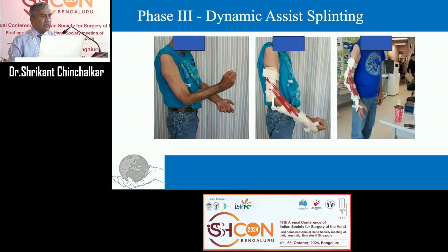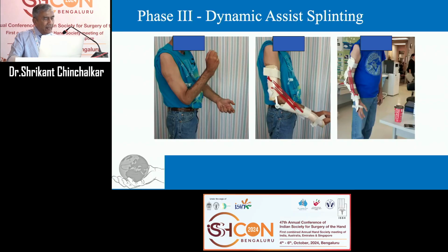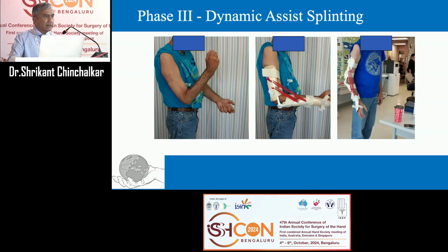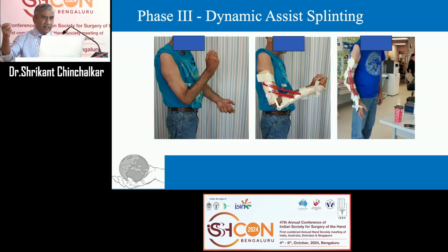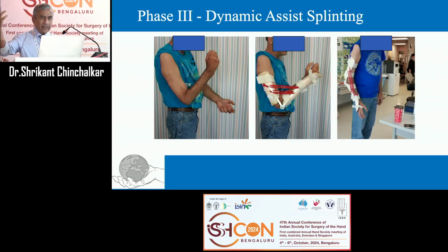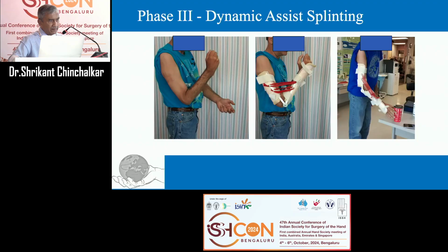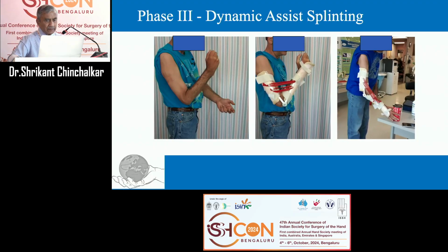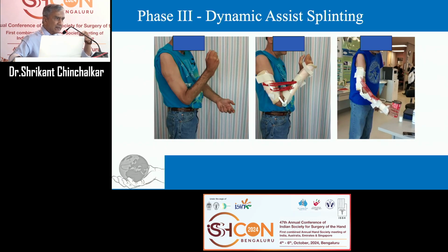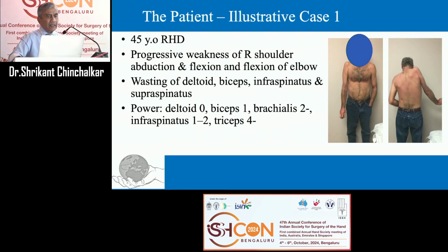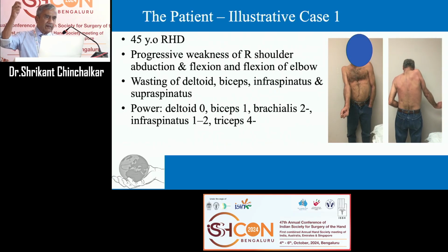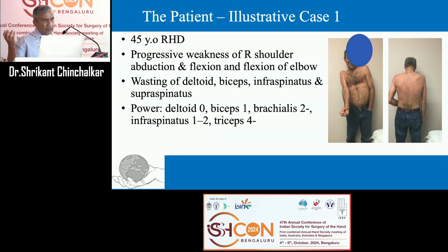So normally patients have difficulty moving their elbow. In such situations, we make a dynamic assist splint, and this dynamic assist splinting starts to further train muscle contraction so that the patients are capable of using their hand for functional activities. And as the muscle strength improves, then we discontinue the use of the device.